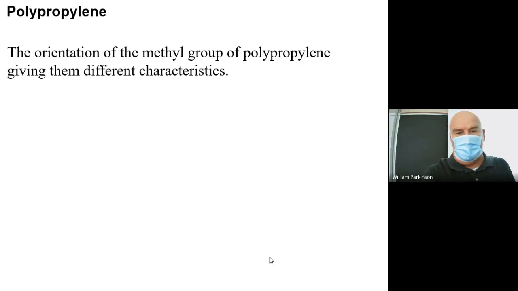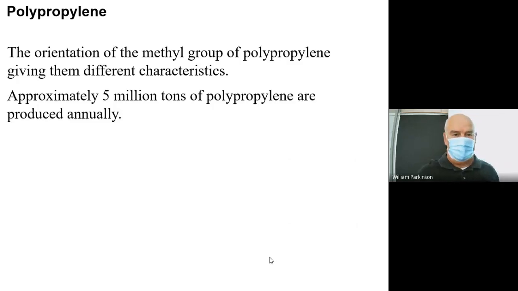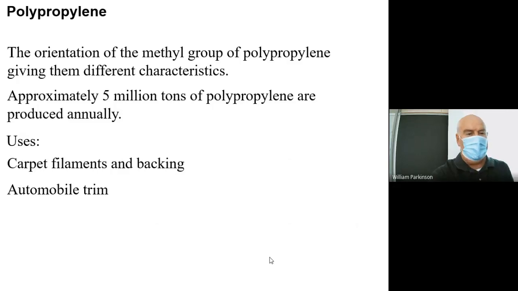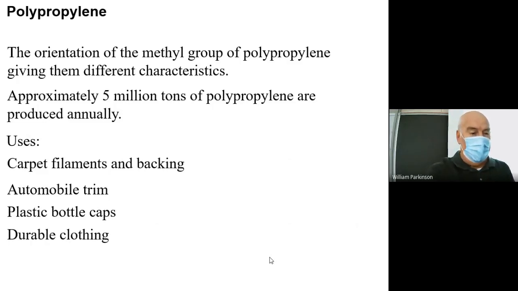The orientation of the methyl group of the polyethylene gives different kinds of characteristics to the stuff that you make from it. And this is one of the most prolifically produced plastics, polypropylene. You can see from this statement, we make about 5 tons of it. I'm sorry, 5 million tons of it every year. Some of the things that we make out of it are carpets. So it's used to make carpets, things that we hang in automobiles, bottle caps, hiking clothing.